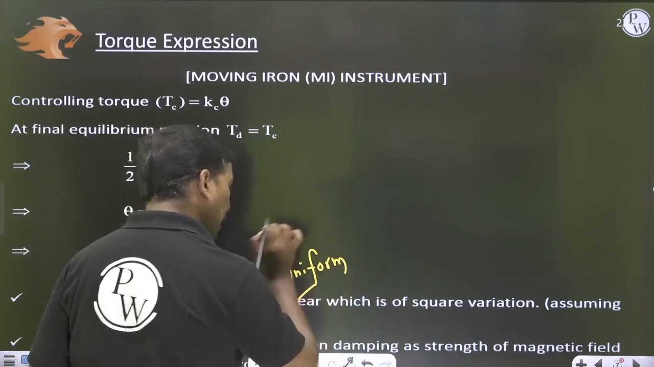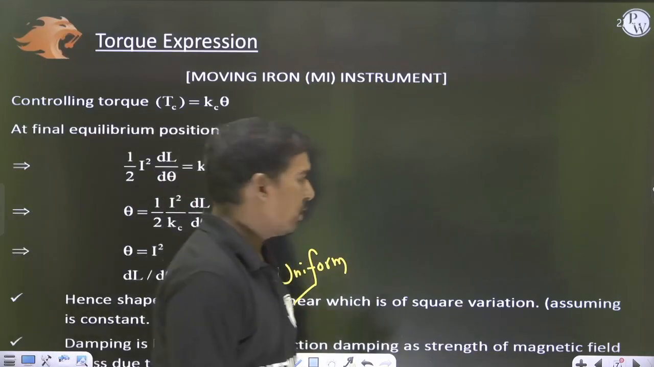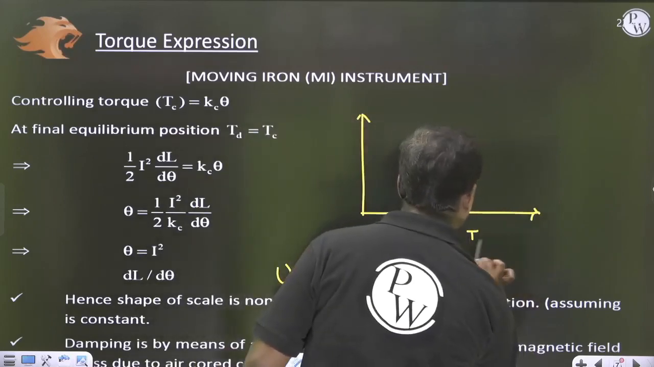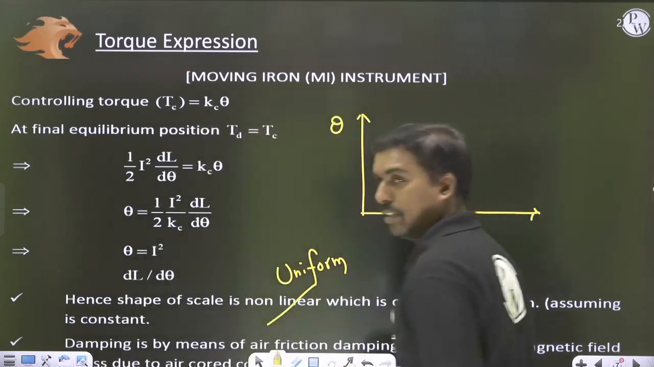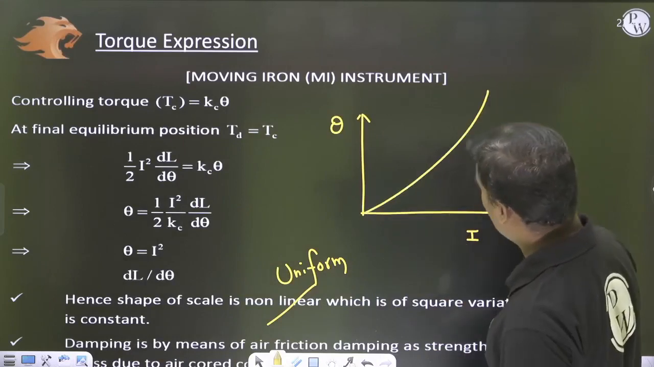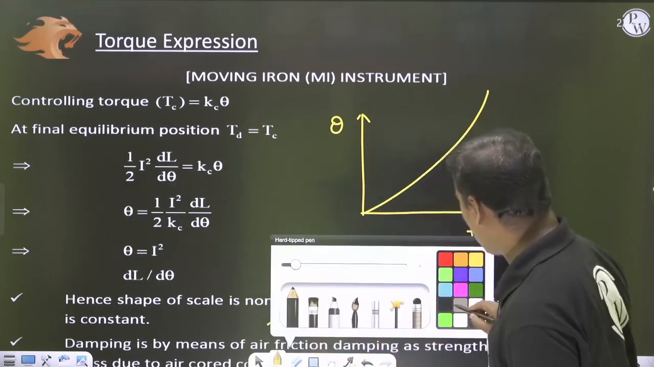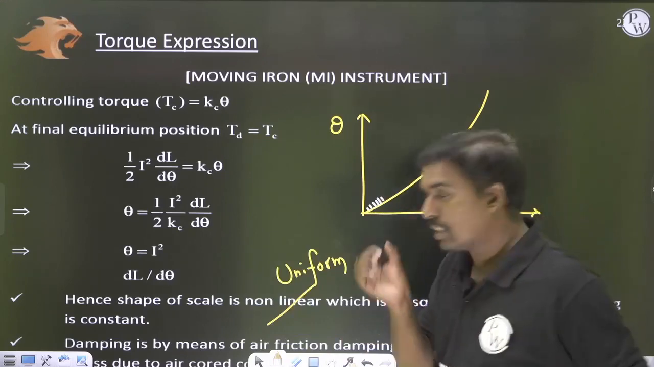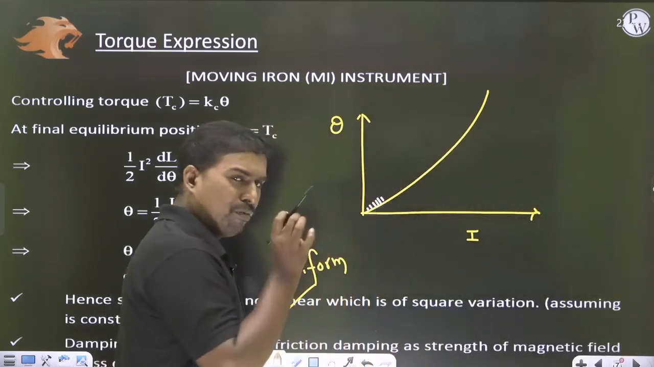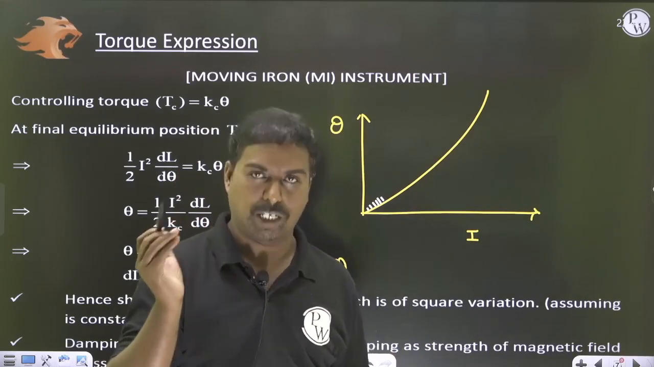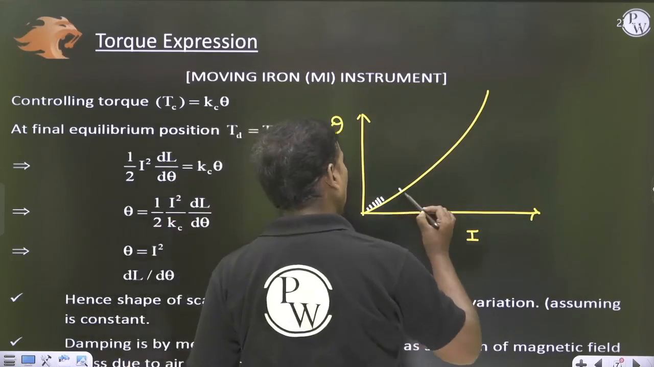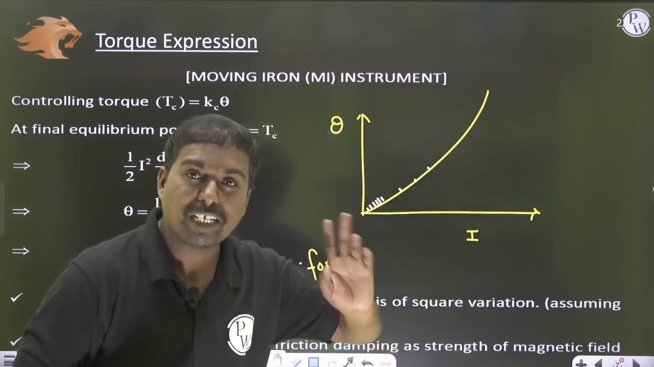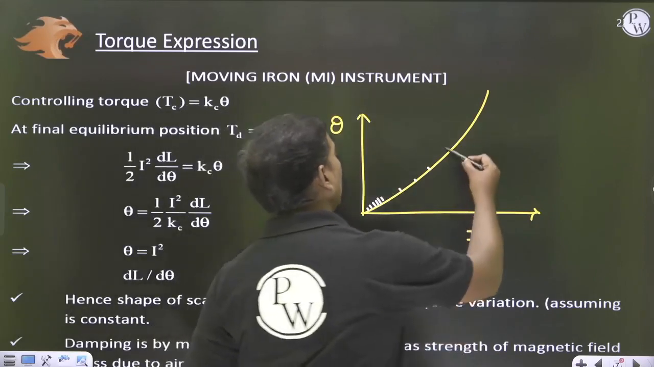What is that? A non-uniform scale, because we are going to get the scale like this. If you take this as the current and this as theta, for smaller values you are going to get crowded readings. That means for smaller values of current the deflection will be very close, 0.01, 0.02, 0.03. For medium values that will be linear, 1, 2, 3 like that. But when current is increasing, theta is proportional to I square, so there is a spacious scale.